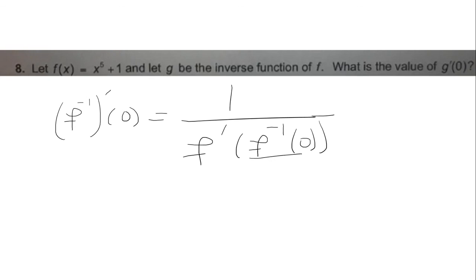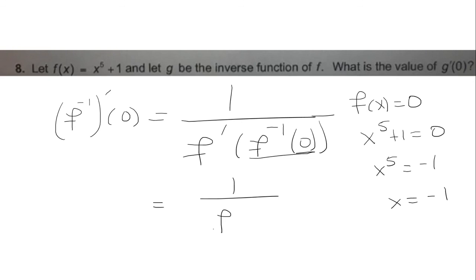We're going to start inside here. F inverse of 0 is the same thing as saying, well, what x value is going to give me f of x equal to 0? Well, f of x is x to the 5th plus 1. We're going to set that equal to 0 and get that x is negative 1. Okay, so we're going to have 1 over f prime of negative 1.